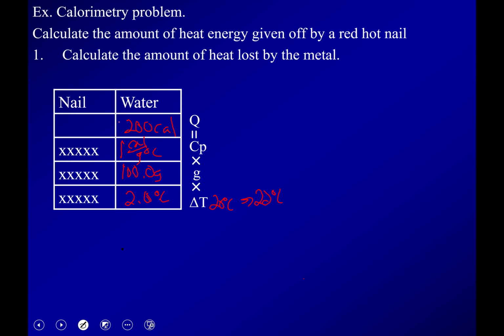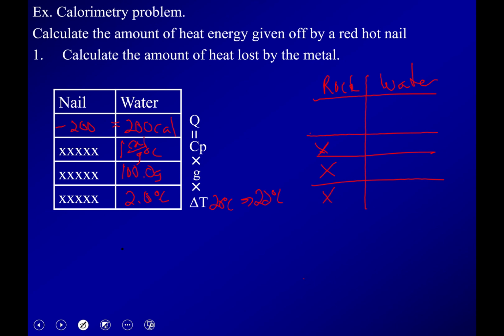Where did all that come from? It came from the nail. We're going to say negative 200. It lost the heat when we placed it in the water, and it sizzled. So let's try the rock. The rock, you just have to take my word for it on these numbers. All right, so again, for this calculation, we don't care about the Cp of the rock, the mass of the rock, or the change in temperature of the rock.